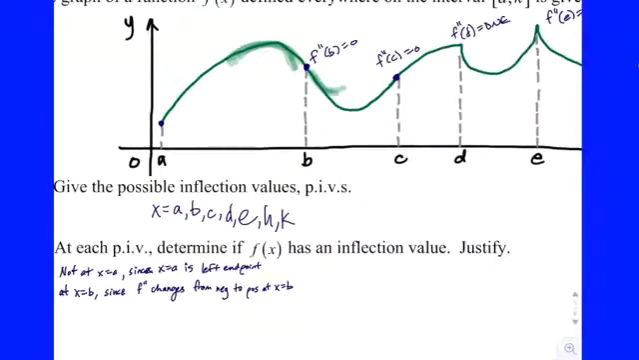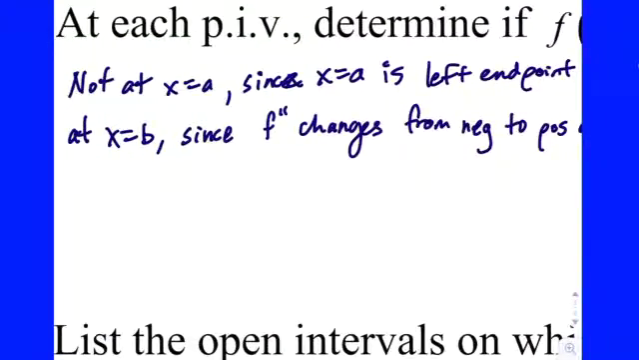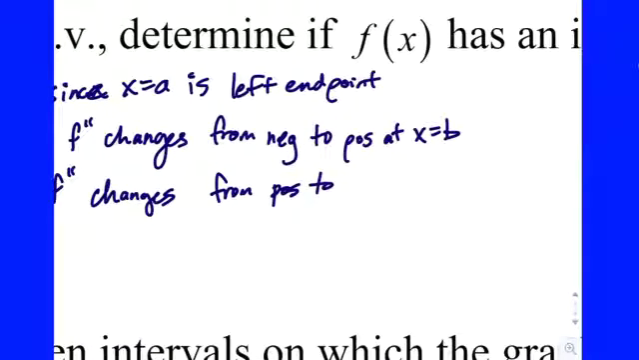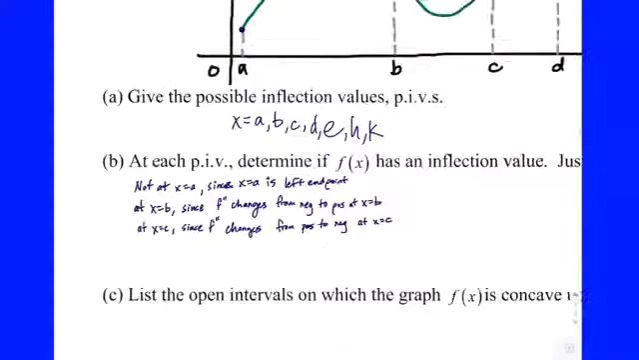At C, concave up to concave down, so yes. At X equals C, comma, since F double prime changes, this time from positive to negative, at X equals C.